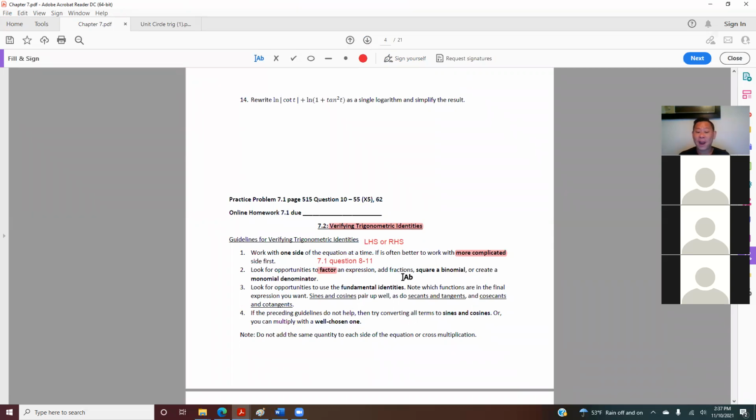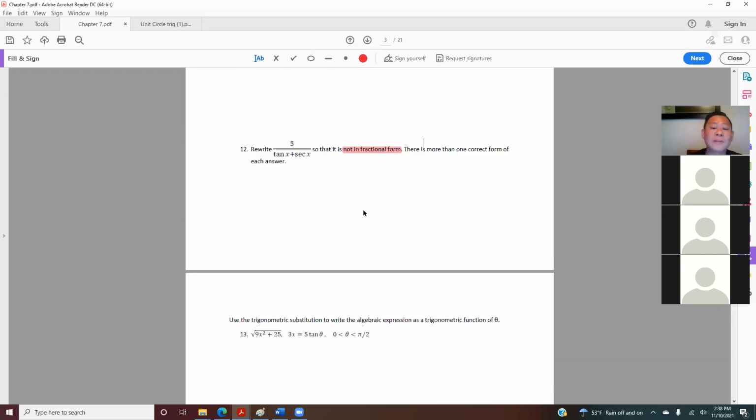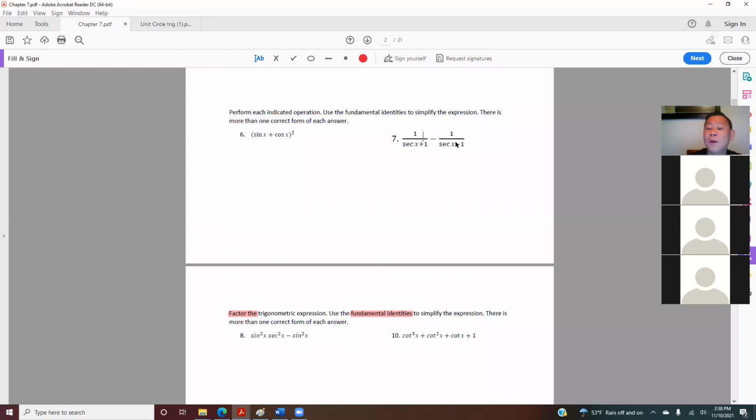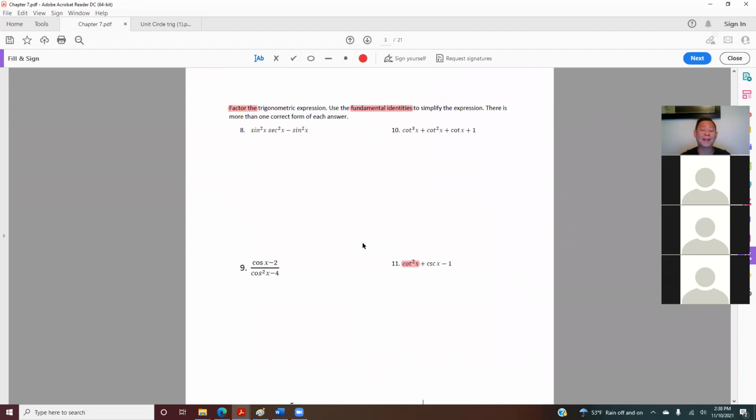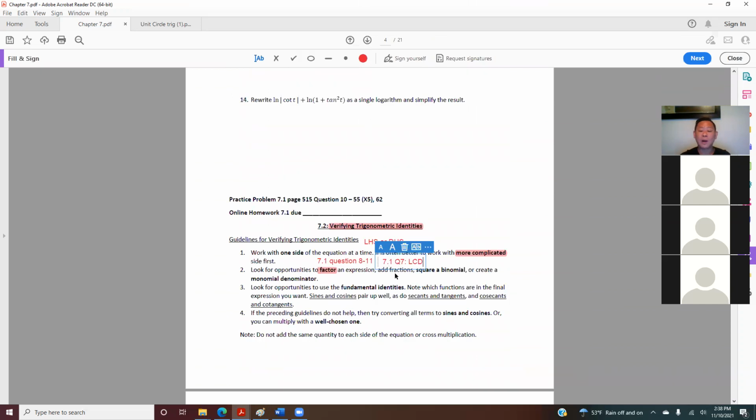If you have any fractions, you have to add fractions. This is like 7.1 question number 7, where you need to find the LCD. So this is very similar to number 7, this one. So when you have addition or subtraction with fractions here, in order for you to prove this, you have to find the LCD. So this is what it means by you have to add the fractions.